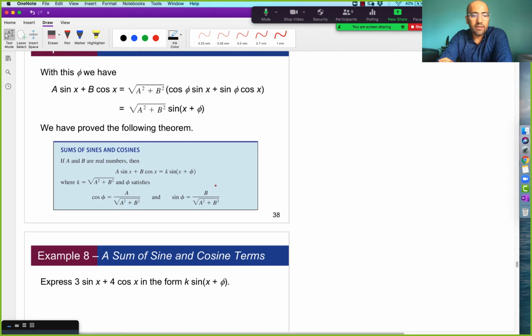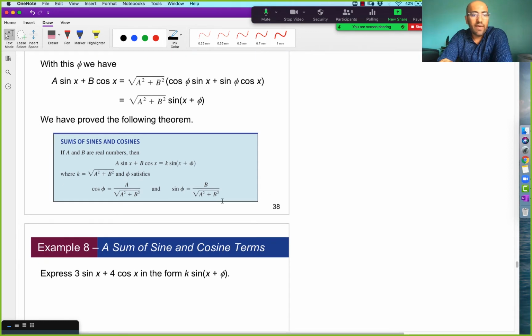Okay, so everything we just said can be boiled down into this little box here. If we are given some constant a sine x plus another constant b cosine x, and we want to combine that into a single statement of sine, then it's equal to k sine of x plus phi, where k is this constant, the square root of a squared plus b squared, and phi is the angle such that cosine of phi equals a over the square root of a squared plus b squared, and sine of phi equals b over the square root of a squared plus b squared.